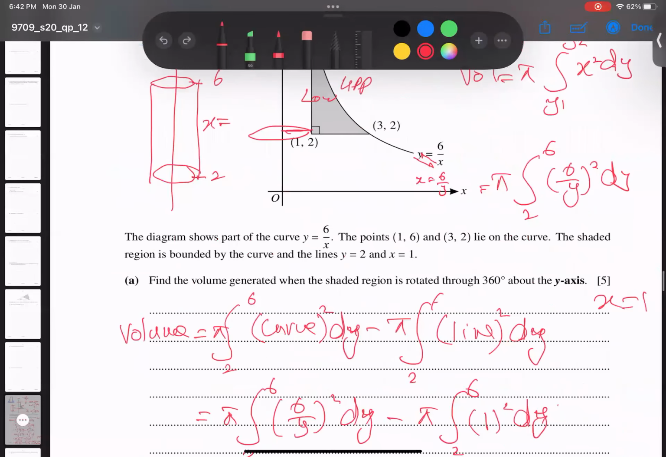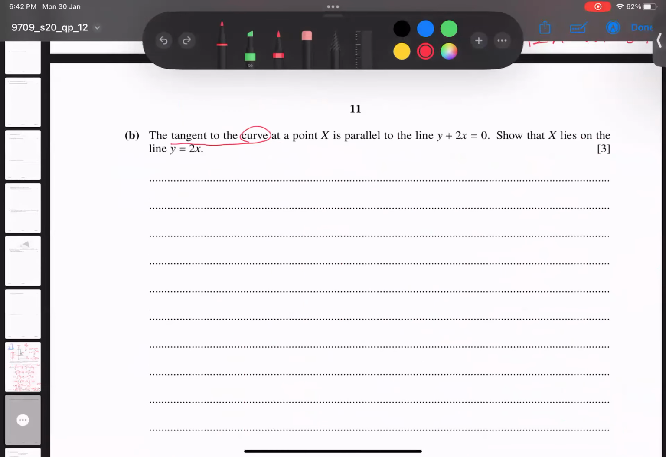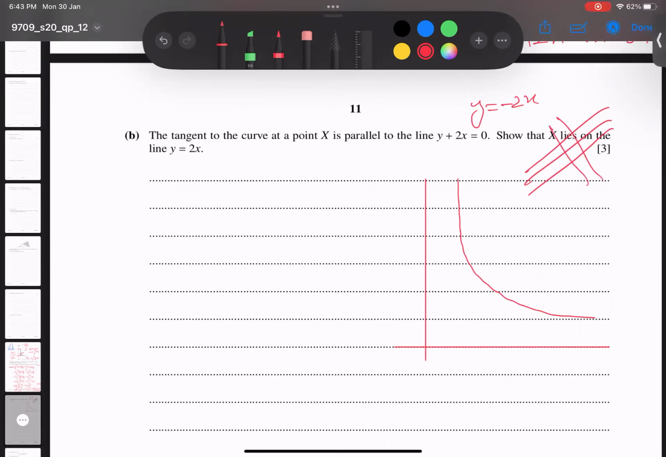The second part of the question is, the tangent to the curve at x is parallel. Wait a minute, where is the x? Hold on, I'll show you the curve. This is a curve going like that, okay? And I don't know where x is, so let's assume. And where is the line? The line goes there, y equals negative 2x. And all of you know this is called a negative gradient. All of you know this way lines are positive gradient and this way lines are negative gradient.